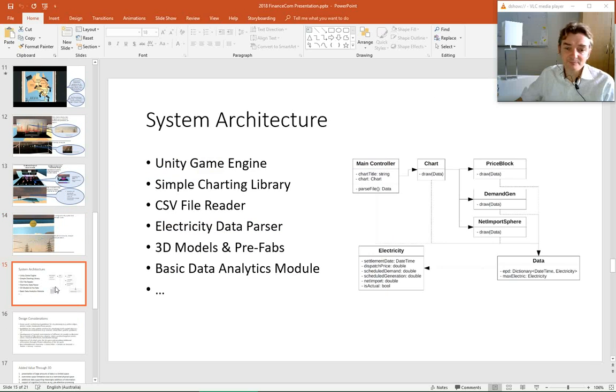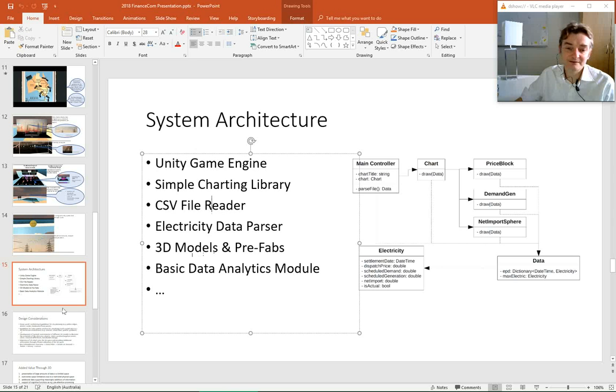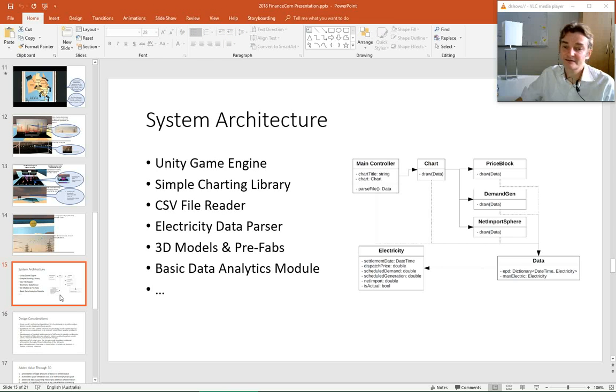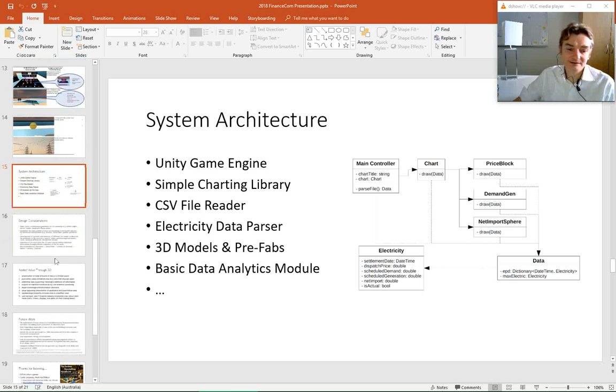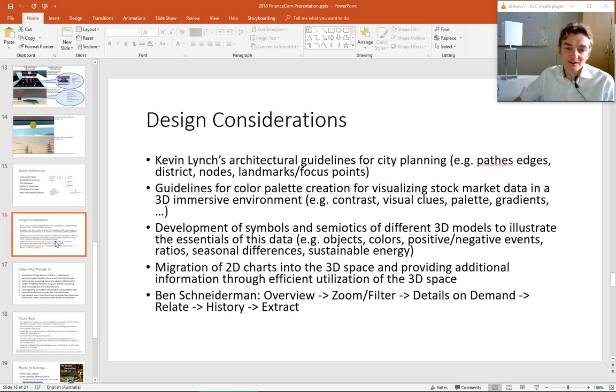For the system architecture, we used Unity, the game engine. We implemented a simple charting library. We implemented a CSV file reader and the electricity data parser. And we created all the 3D models and prefabs. And we built a small data analytics tool, basically. So basically, as design considerations, I mentioned already most of them.